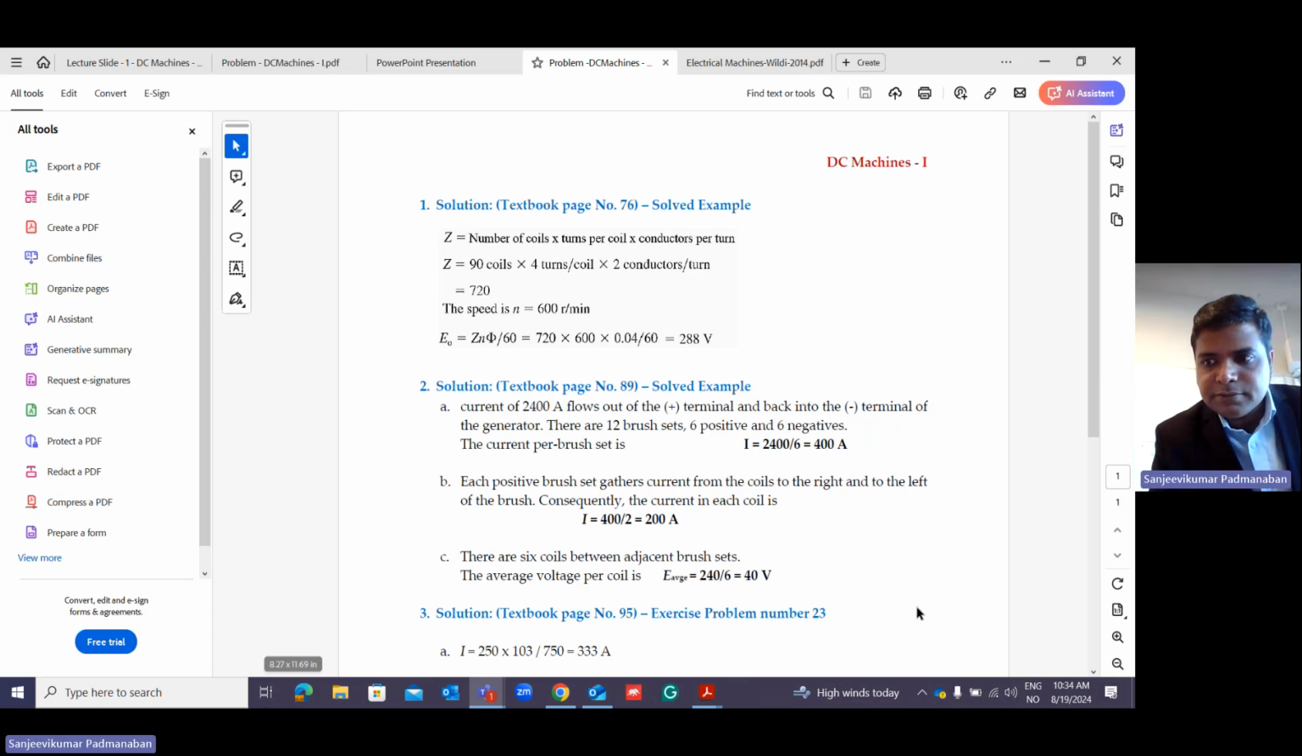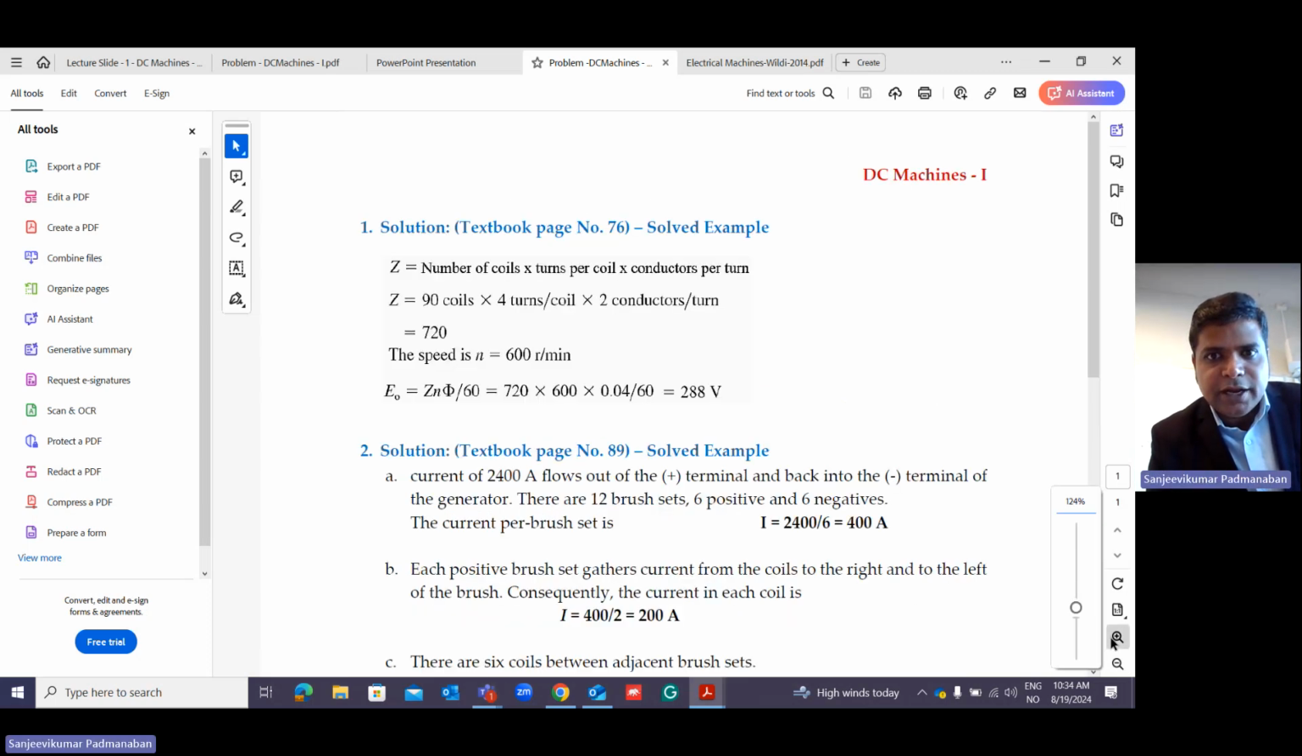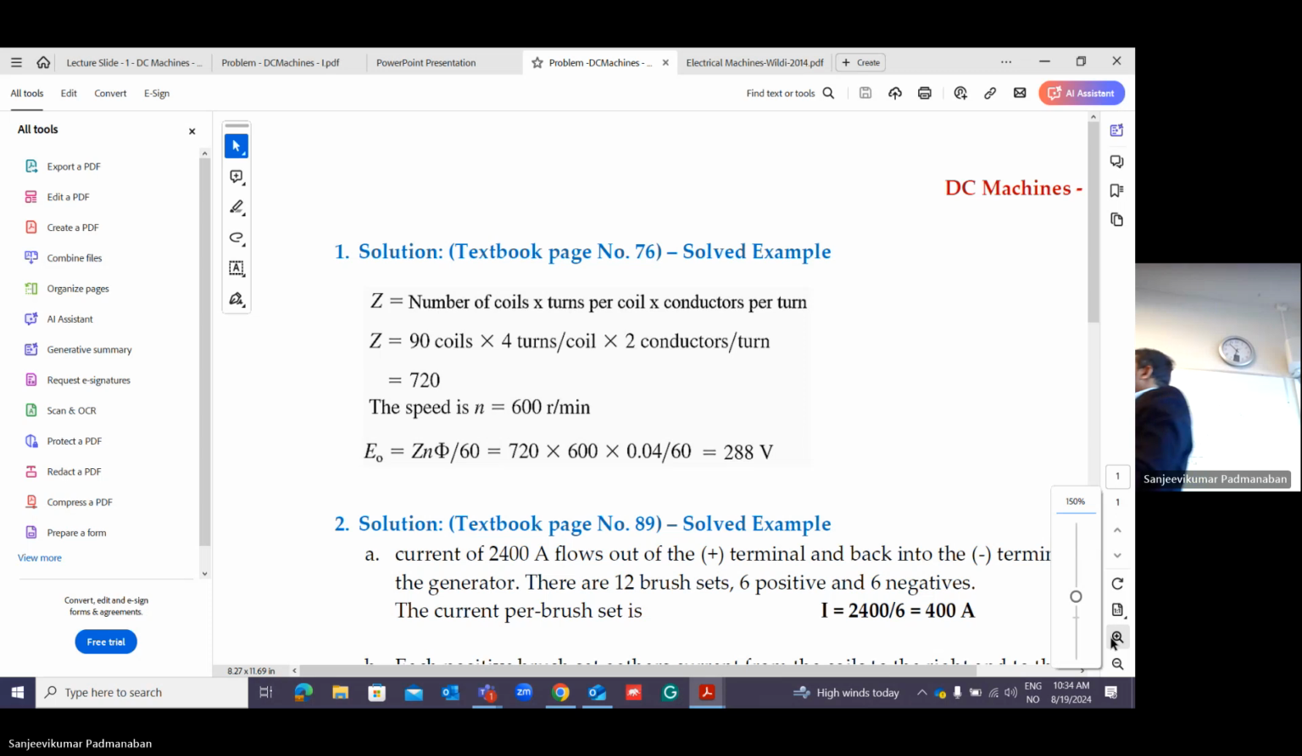How to do that? Please use your calculator. So what is the formula to calculate the output voltage, the induced voltage? Listen here: Z N phi divided by 60. So I need to know what is Z, what is N, what is phi. Z is the number of conductors. N is the speed. Speed is already given in revolutions per minute. And I need to calculate what is the flux. Flux is also given in the problem, 0.04 Weber, right? Already given.